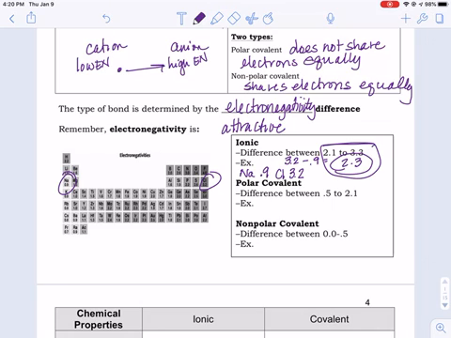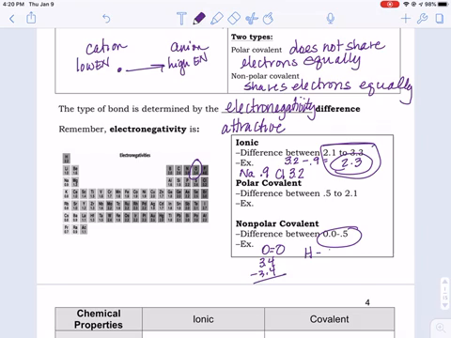If we're talking about 2 atoms that have very similar electronegativities, for instance, if we have oxygen bonded to another oxygen, oxygen is double bonded, oxygen's electronegativity is 3.4. If we subtract 3.4 from 3.4, we end up with 0. That would be a nonpolar bond. That's the other extreme from ionic.